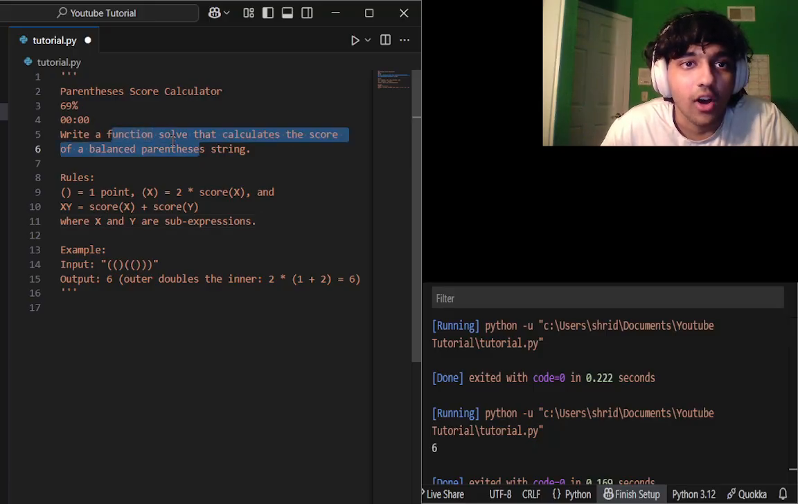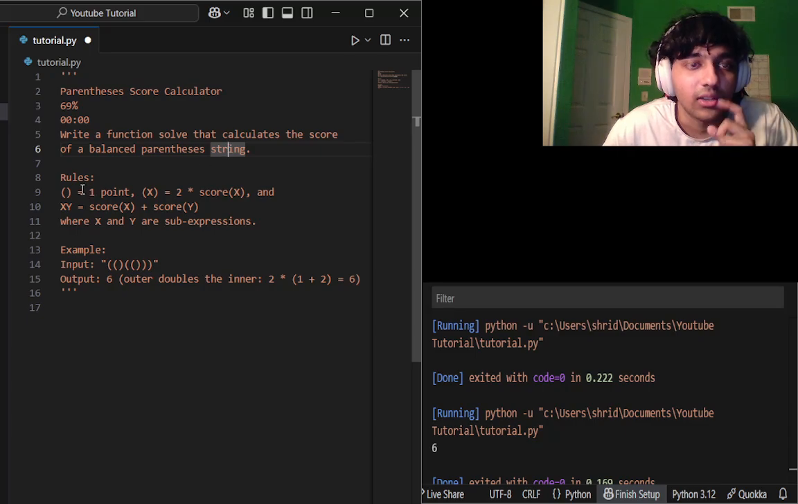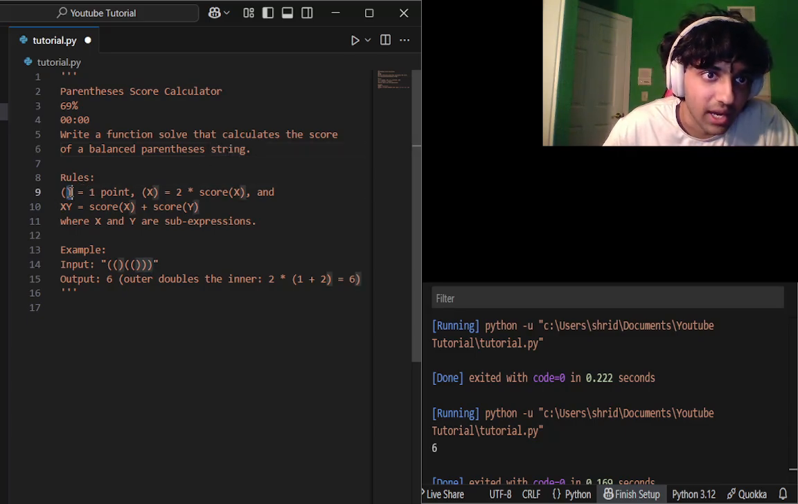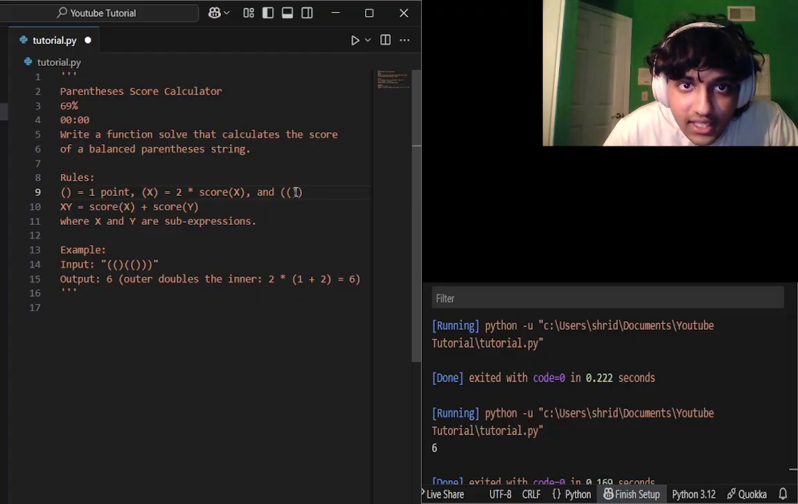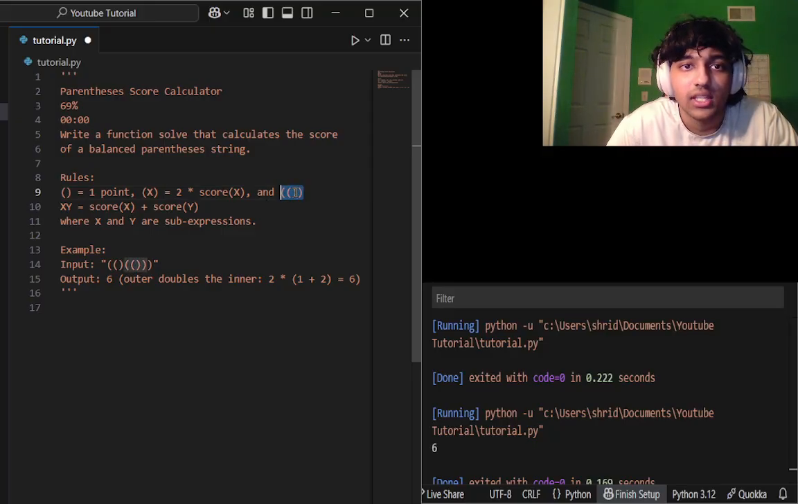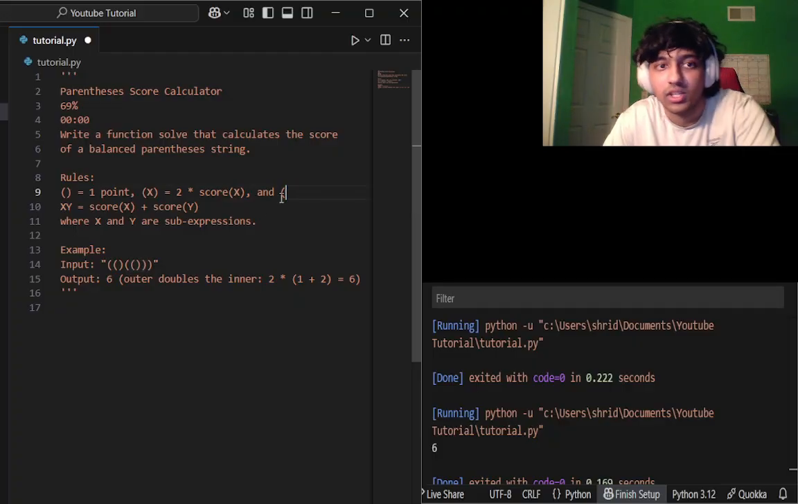Write a function solve, so the name of the function has to be solve, that calculates the score of a balanced parentheses string. The rules of the scoring are that when you have two parentheses that are connected, that makes up 1 point. If there is x, where x is a sub-expression, so a parentheses inside of a parentheses, that doubles the score. So for example, since this inner parentheses is worth 1 point and it's inside of another parentheses, that doubles it, so that's 2 times 1, which would be 2.